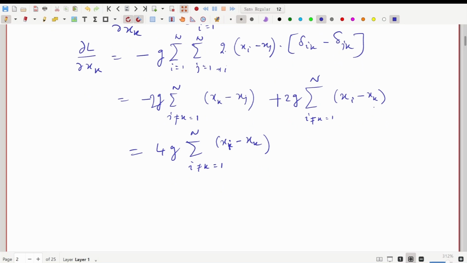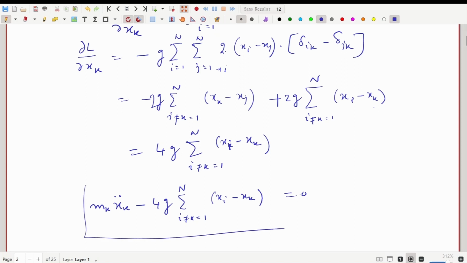So your equation of motion will be m_k x_k double dot, because you have to differentiate, and this is minus 4g sum over i not equal to k, 1 to n, of x_i minus x_k, equal to 0. So this is the equation of motion. This is the first type of Lagrangian, where you have to be a little bit careful.